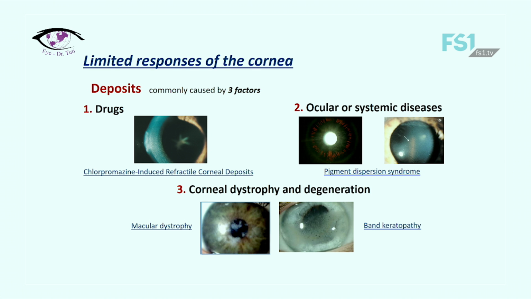And corneal dystrophy and degeneration might also be a reason for deposits in the cornea. Among corneal dystrophies, only macular dystrophy produces deposits in the endothelium and Descemet's membrane. And the most common material deposited in Descemet's membrane is lipid as part of a corneal arcus.